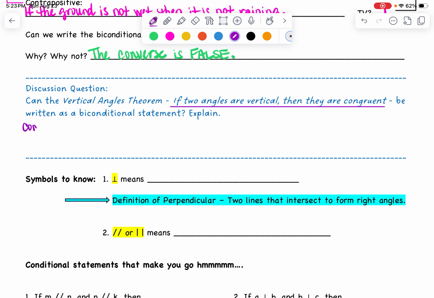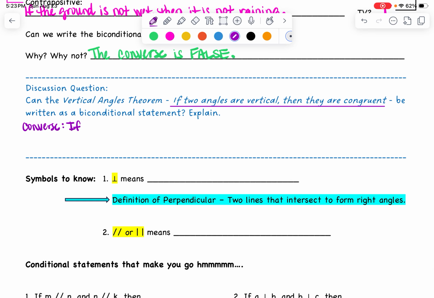But what if I wrote the converse of this theorem? Remember, converse is flip-flop. If two angles are congruent, then they are vertical. This is what the converse statement would be. And the question you have to ask yourself is, is that statement true or false? If two angles are congruent, then they are vertical. And I'm really hoping you're screaming at your iPad, false, right?